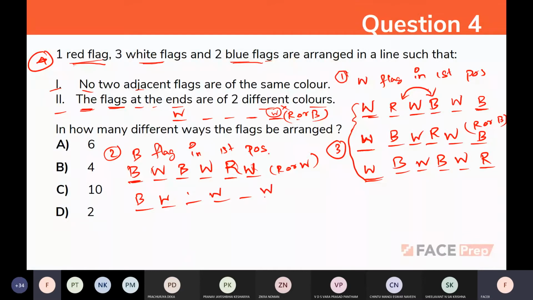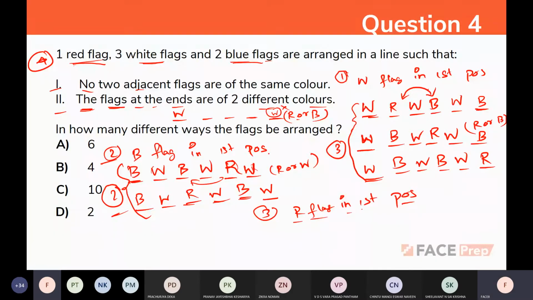We cannot move white, so we can interchange these places, this blue and red. So this is also possible. With the blue in the first place, we got two possible arrangements here. Now the third case, the last case, is red flag in the first position. If you are placing red in the first place, the last position should have white or blue.